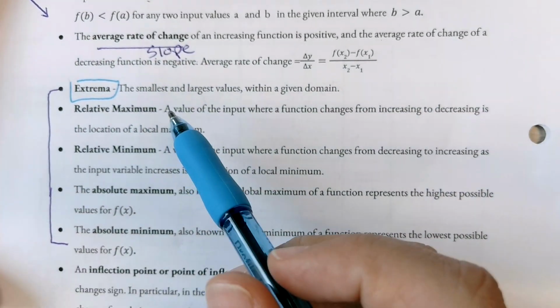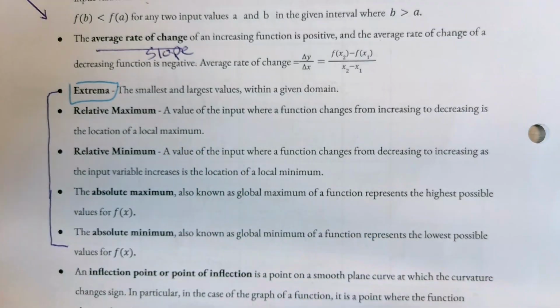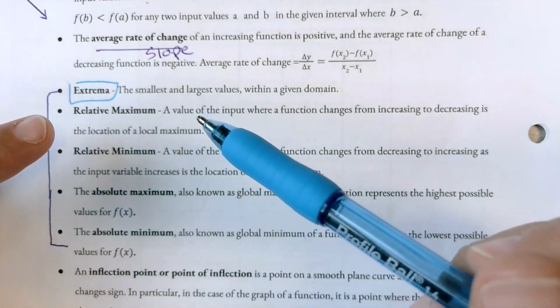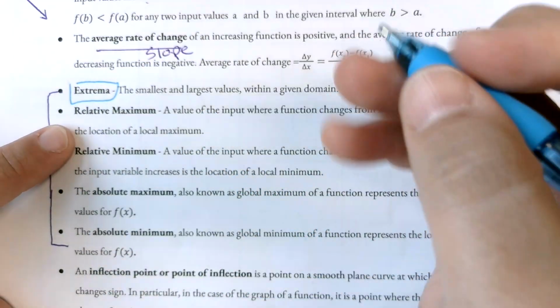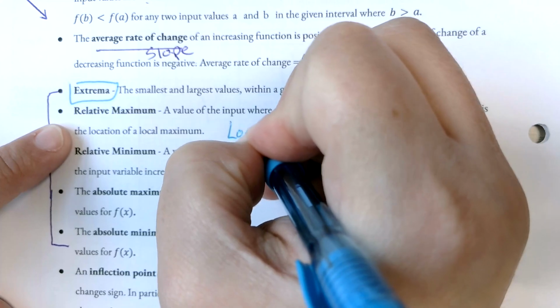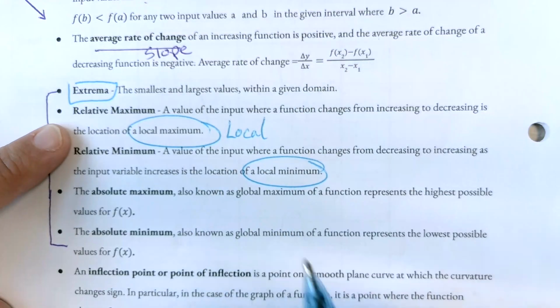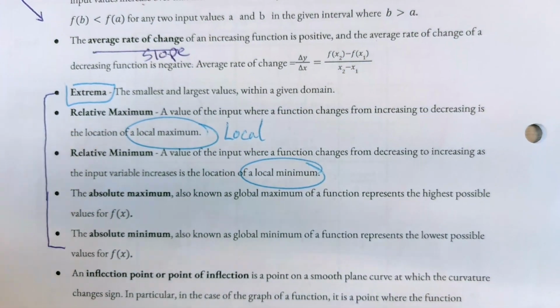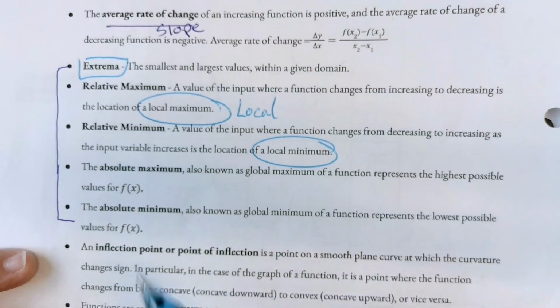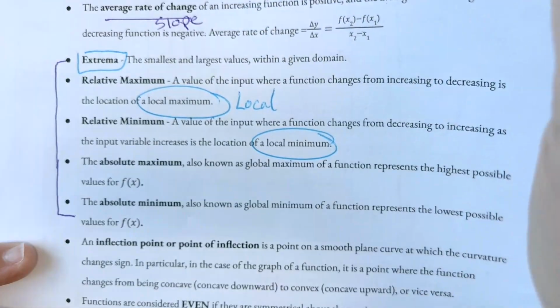We're going to look at 2 different types of minimums and maximums, a relative and an absolute. Sometimes I'll say local when I say relative instead of relative. They mean the same thing. And then we'll talk about a point of inflection.